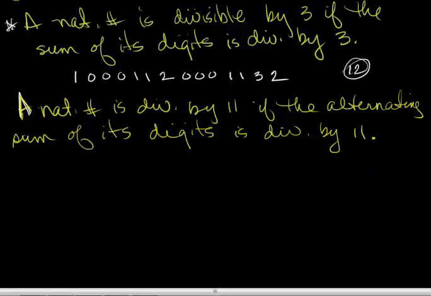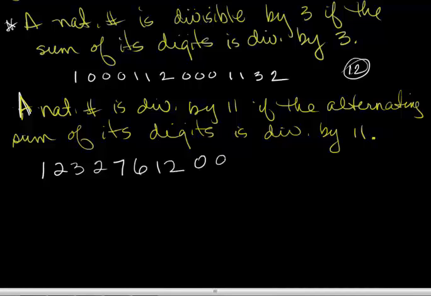Okay, well, first of all, what do we mean by an alternating sum? I think an example is the best way to show you. If I take a really big number, like let's take one that you couldn't just stick into your calculator: 1, 2, 3, 2, 7, 6, 1, 2, 0, 0, 0, 0, 0, 0, 0, 3, 4, let's say. Okay, it's a great big number. Is it divisible by 11? Well, we're going to look at the alternating sum of its digits.